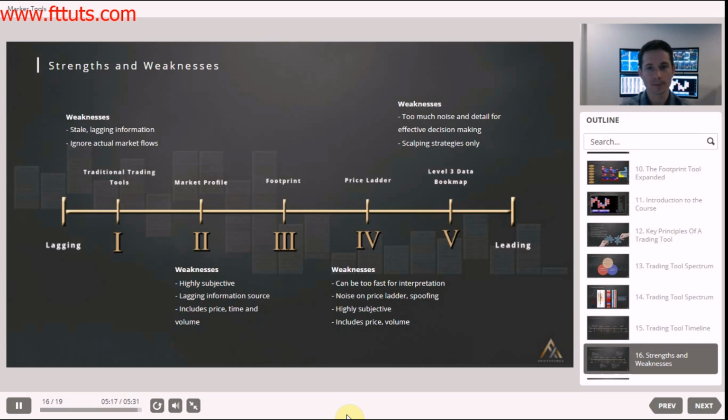Now, we're going to move on to the footprint tool, and we're going to talk about this footprint tool now in terms of its advantages, and you'll see how those advantages effectively cover the weaknesses of the tools that I've just spoken about.